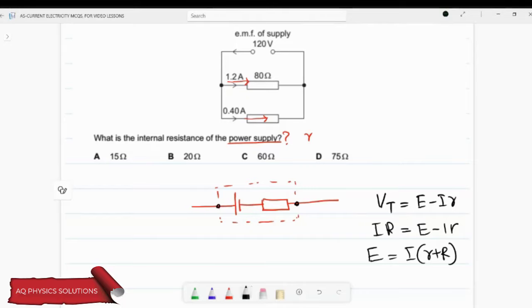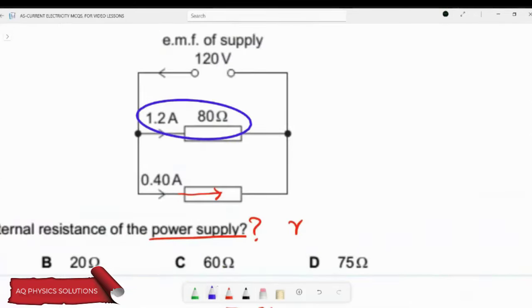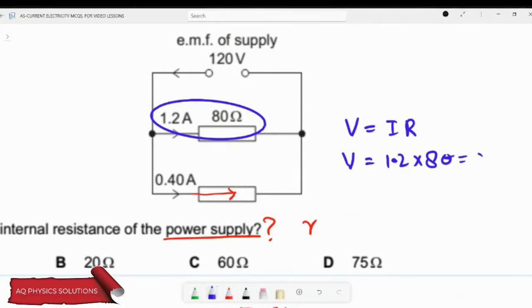For this, I have a set of information given over here, and this will help me out. When I use this set of information, I probably get the voltages, right? The voltages means the terminal potential difference. So if I say V is equal to I times R, then V is equal to 1.2 times 80. So 1.2 times 80 will give you the potential difference across this resistor, which is equal to 96.